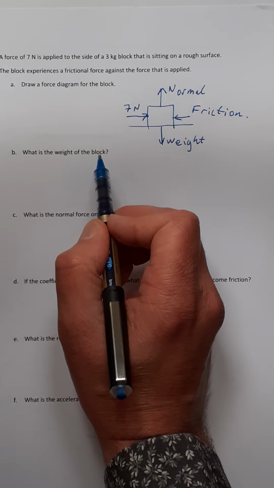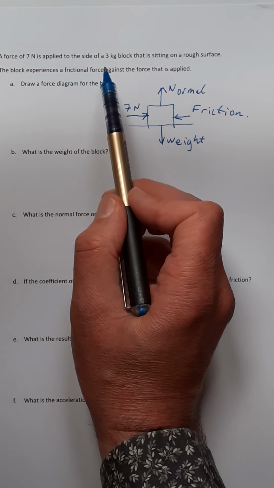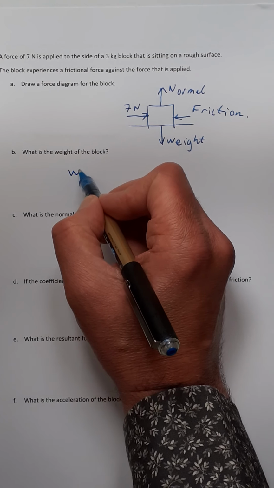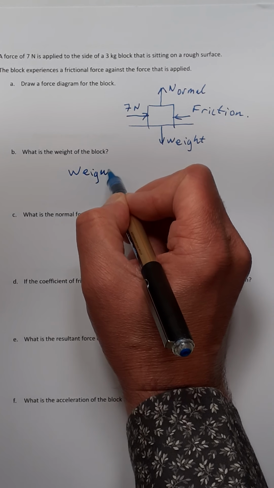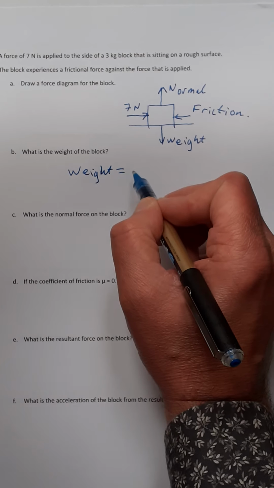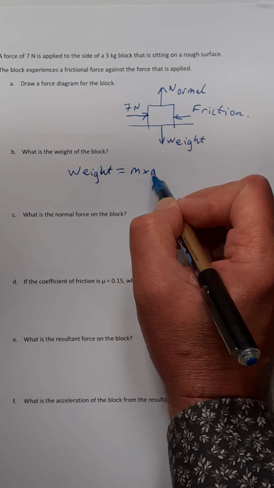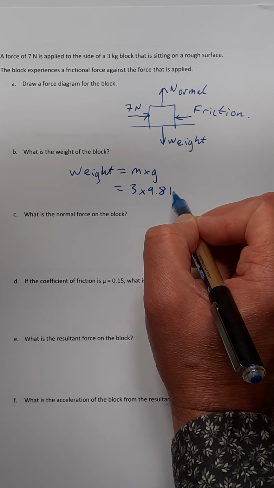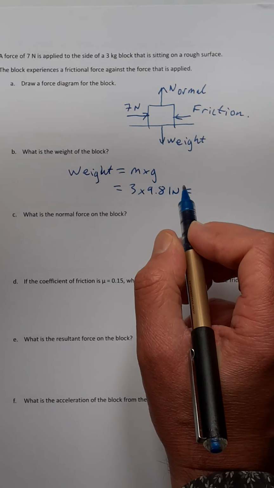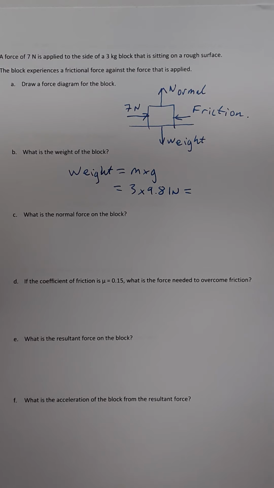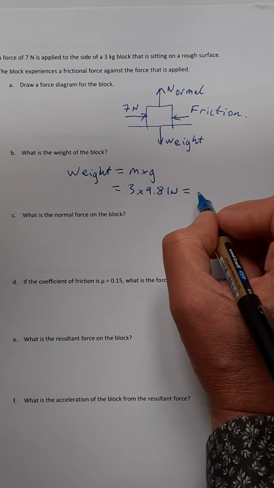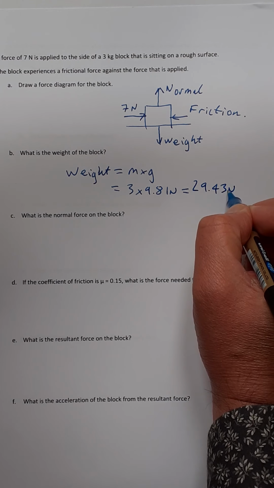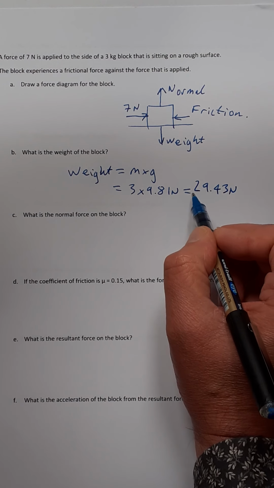Okay, what's the weight of the block? Well, it looks like we've got a weight of the block here, 3 kilograms, but that's a mass. I'm going to say that the weight of my block is equal to m times g. So that's 3 times 9.81 newtons, which, if I calculate that, is going to come out as 29.43 newtons. I'll not round it off yet, but obviously if that was my final answer, I'd write it down as 29.4.